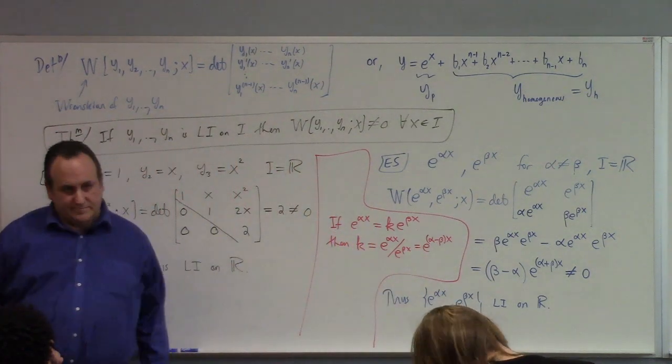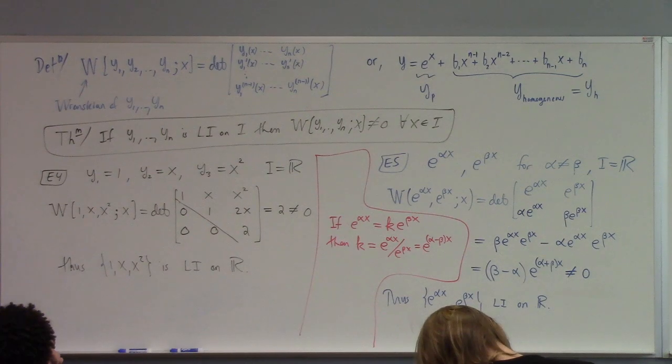But this is absurd, because e to the (alpha minus beta) times x is definitely not a constant, right? If you don't believe me, how would you prove it's not a constant? What would you do? What defines a constant in terms of calculus? Its derivative must be 0, right?